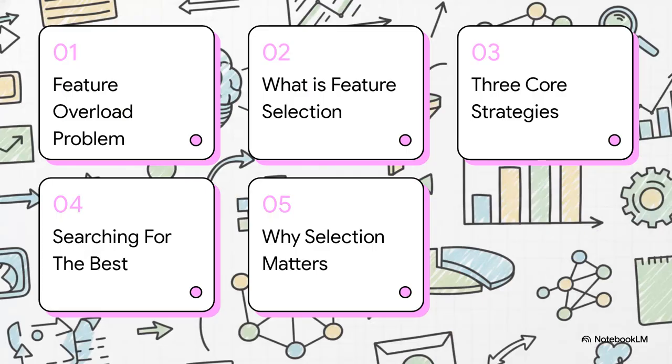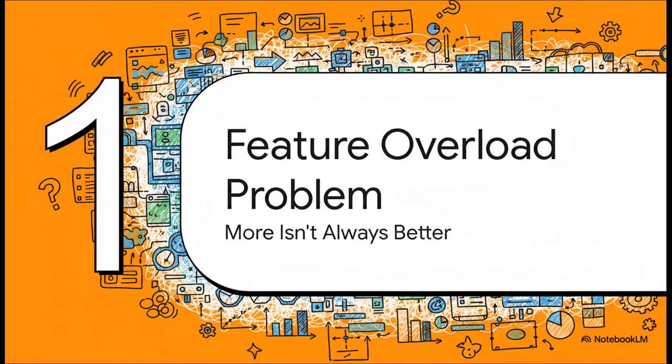Here's the game plan. First, we'll talk about why just having more data isn't always the right answer. That's the feature overload problem. Then, we'll get into the solution, which is feature selection. We'll explore the three main strategies for doing it, and then dig into the really tricky part, searching for that perfect feature set. And finally, we'll wrap up by looking at why getting this right is an absolute game changer. All right, so let's get into it.